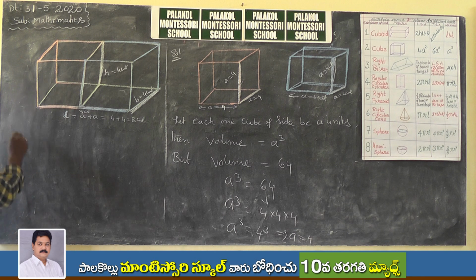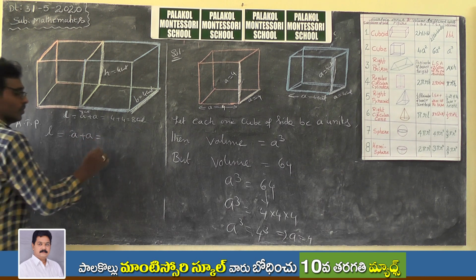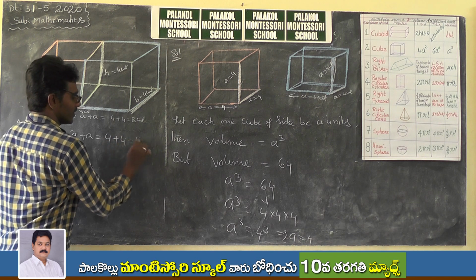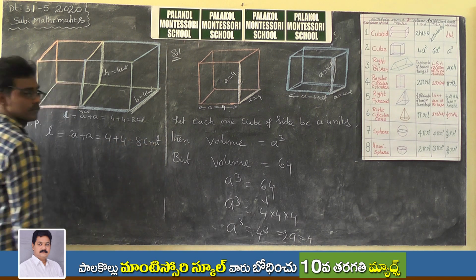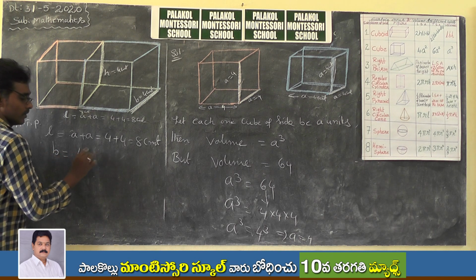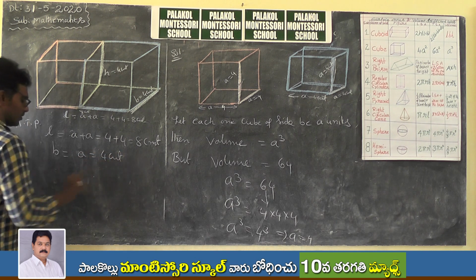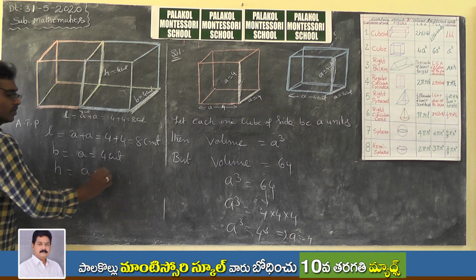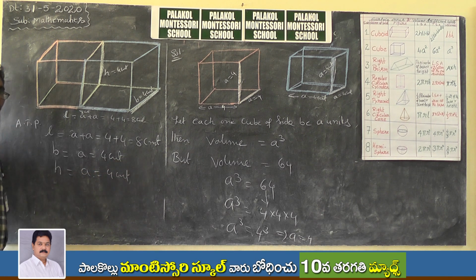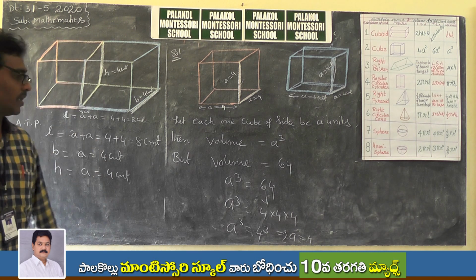Okay guys. So according to the problem, length is equal to A plus A, that is 4 plus 4, equal to 8 centimeters. Breadth b is equal to 4 centimeters, that is A. Height is A, equal to 4 centimeters. Now you find out the total surface area and lateral surface area of the cuboid.